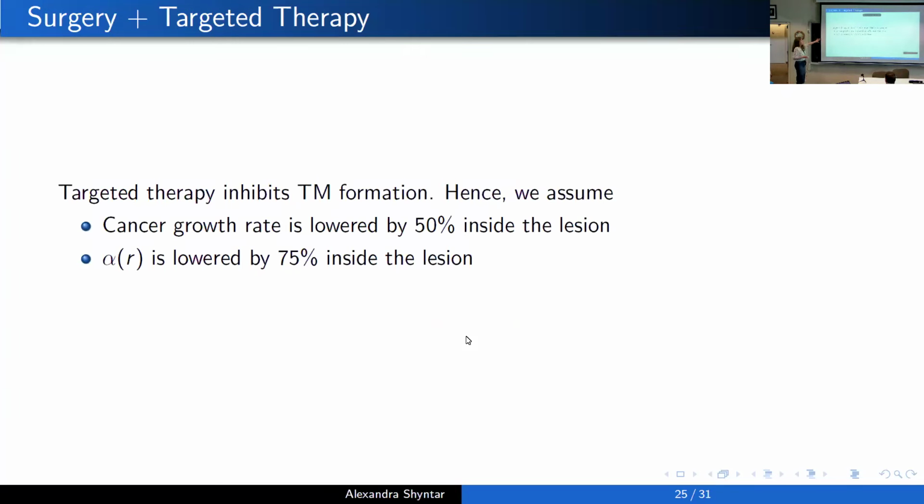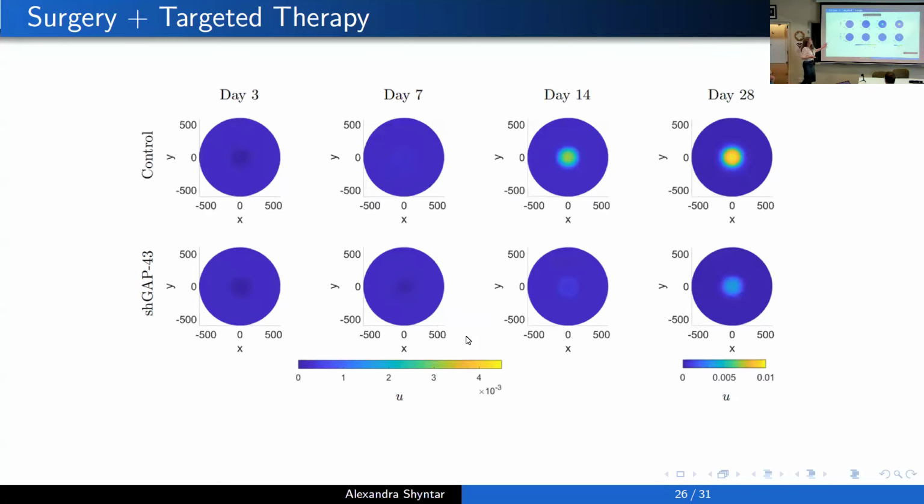So the first treatment that we try is surgery plus targeted therapy. What we do for this treatment is we know that it inhibits the tumor microtube formation. So we assume that based on this, the cancer growth rate is lowered, as well as the degree of directed motion is lowered. So what we do is we just lower the cancer growth rate by 50%, and we lower the upper bound of alpha R by 75%. And then we get these resulting images.